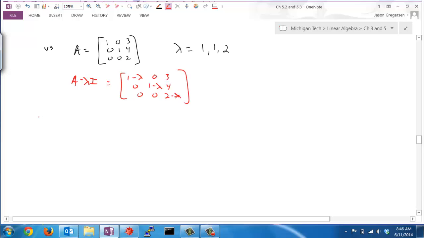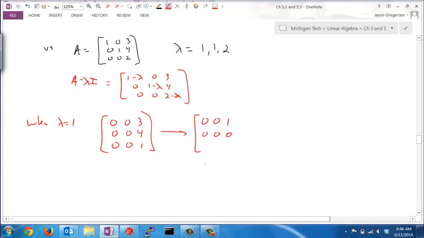I'm going to plug in lambda equals 1, so when lambda equals 1, this thing reduces to 0, 0, 3; 0, 0, 4; 0, 0, 1. When I row reduce this, well, I'll take that one and turn it into a 1. I'll use it to eliminate the 4. I'll use it to eliminate the last one. And it should row reduce to this form. Now I have two free variables.